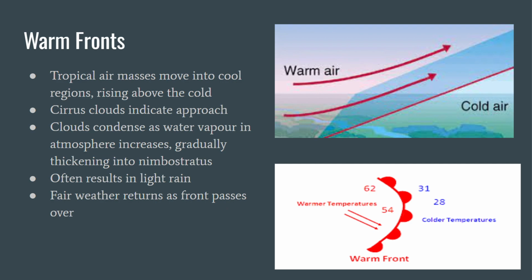And so warm fronts. This is where a tropical air mass moves into cold regions, rising above the cold air, and cirrus clouds often indicate their approach. Clouds condense as water vapor in the atmosphere, and the main precipitation type of cloud is nimbostratus. Often the precipitation is light rain, and fair weather returns after the front passes.